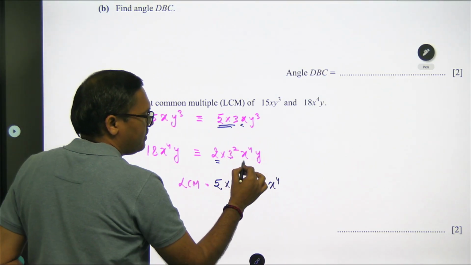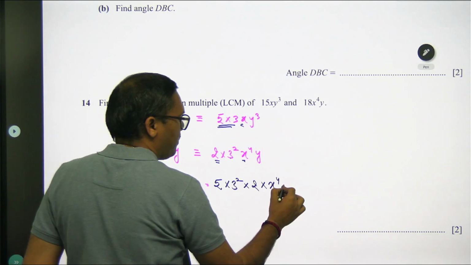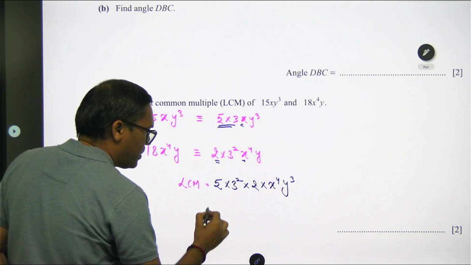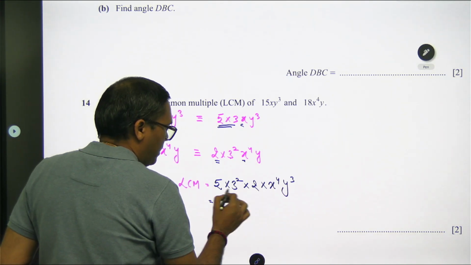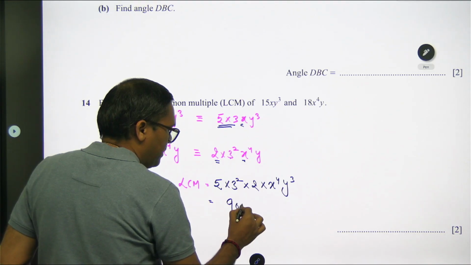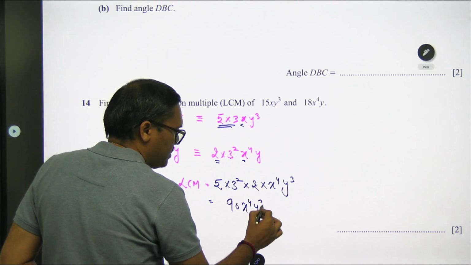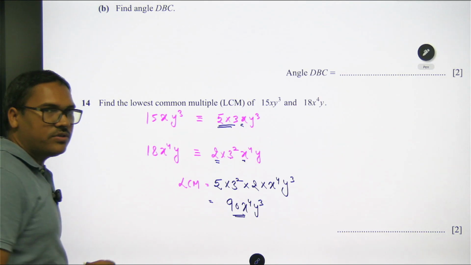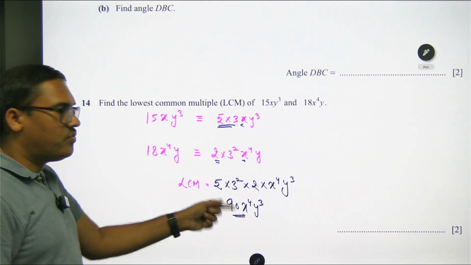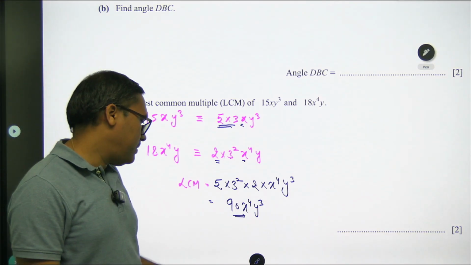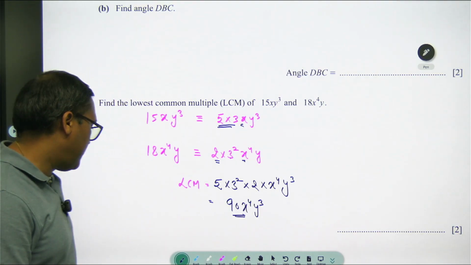You can see here and here. And what is the highest power of Y? This is Y cube. So, what is this? This is, you can see, 10 times 9, 90, X raised to 4, Y raised to 3. So, this is the answer for this question. 90 X raised to 4, Y raised to 3 is the answer. Okay? So, I hope this is also clear, right?